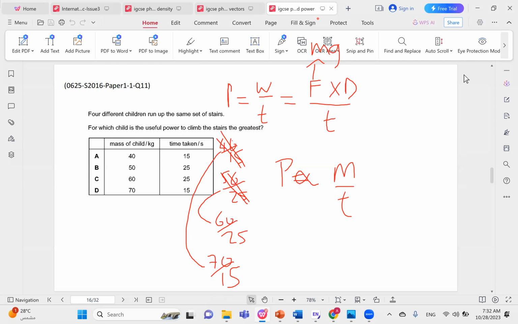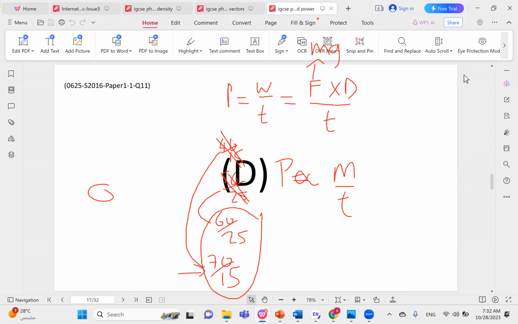So let's compare these two. The 70 over 15 has a greater numerator and a smaller denominator. So that's definitely the highest value. If this analysis is confusing, you can use your calculator and find the decimals for each choice and then compare. But anyway, D, without any calculations, D is probably, or actually definitely, the most useful power created because it has the highest force and the smallest amount of time. So D is the correct answer.